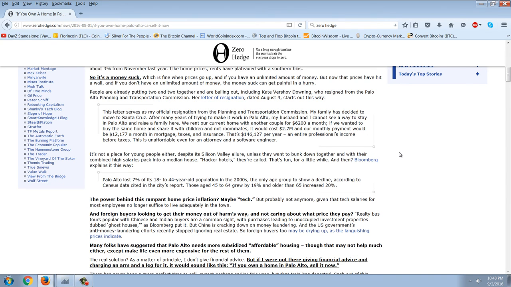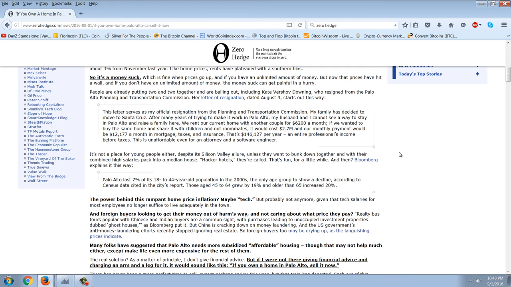People are already putting two and two together and are bailing out, including Kate Vershaw Downing, who resigned from Palo Alto Planning and Transportation Commission. Her letter of resignation, dated August 9th, starts out this way. "This letter serves as my official resignation from the Planning and Transportation Commission. My family has decided to move to Santa Cruz.